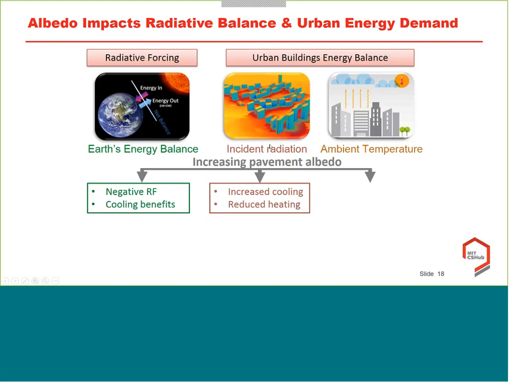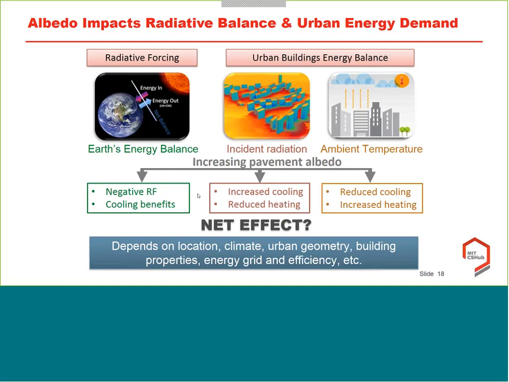But actually, if you increase the pavement albedo, you can get increased cooling due to incident radiation and reduced heating, whereas because of the ambient temperature, you get the opposite effect, right? You get reduced cooling and increased heating. So the bottom line is that we got all these different things going on, so it's hard to know without running the numbers what the net effect is going to be.